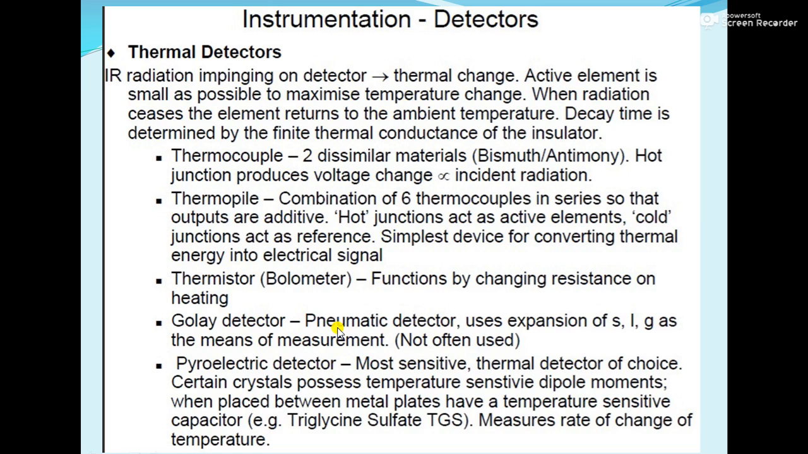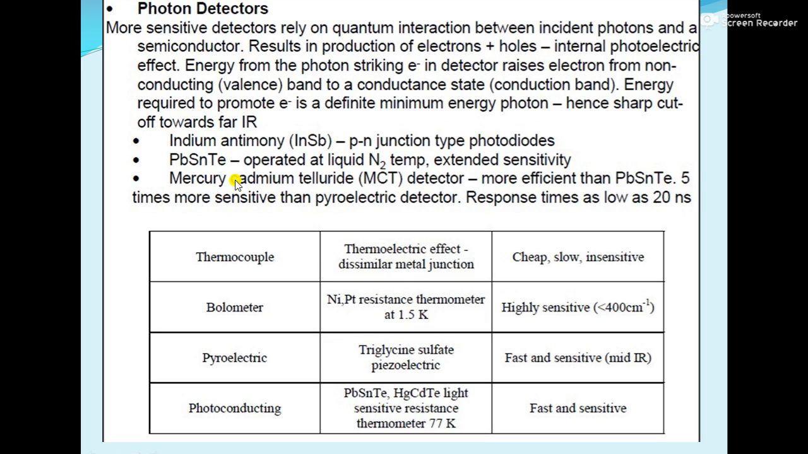Golay detector, it is a sensitive gas thermometer containing xenon. In the Golay thermometer, the xenon gas is used. So in this way, different types of detector can be used. Photon detector: as you can see, in the photon detector, indium antimony, lead tin tellurium, antimony. So there are different compounds that can be used for the photon detector.